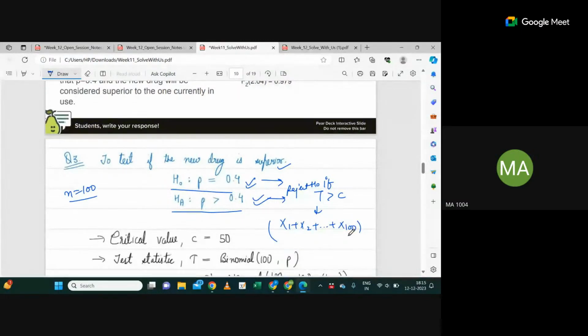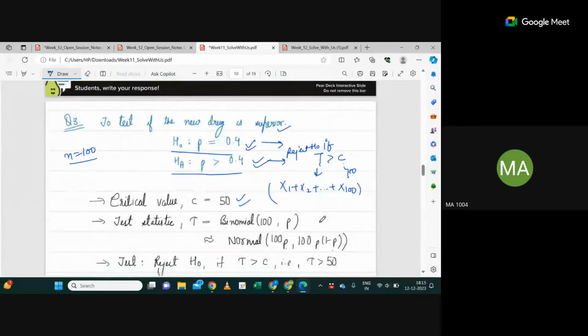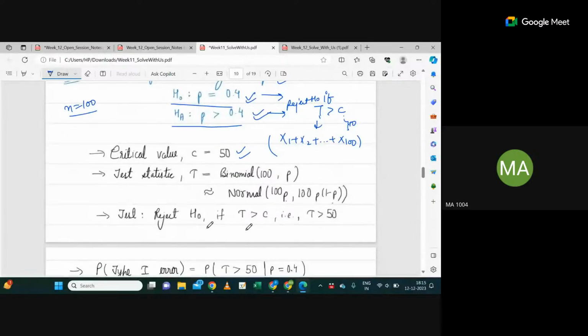Yes or no? Yes, sir. Okay, so here C is given to us already. It means if there is more than C, more than 50, I will reject H naught. Then we have to just proceed. This is something we have given, right?